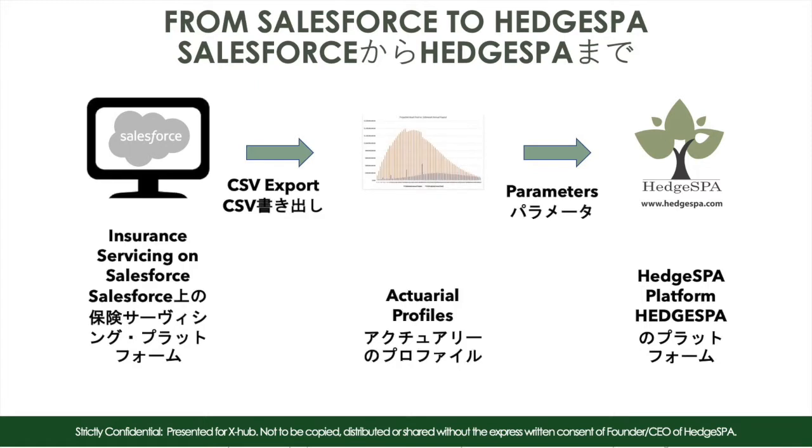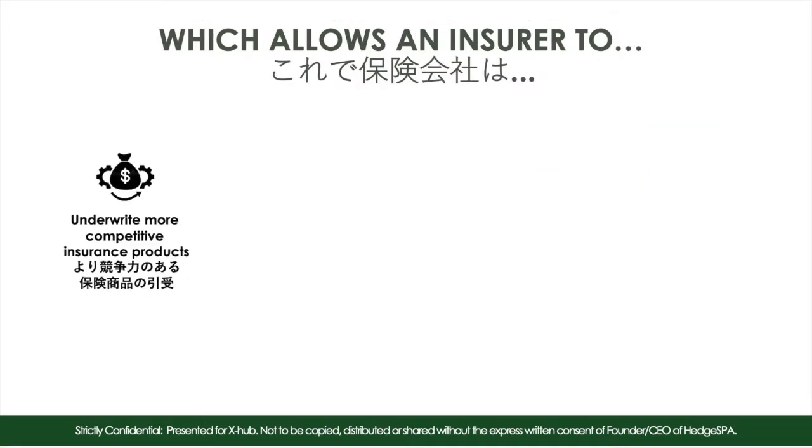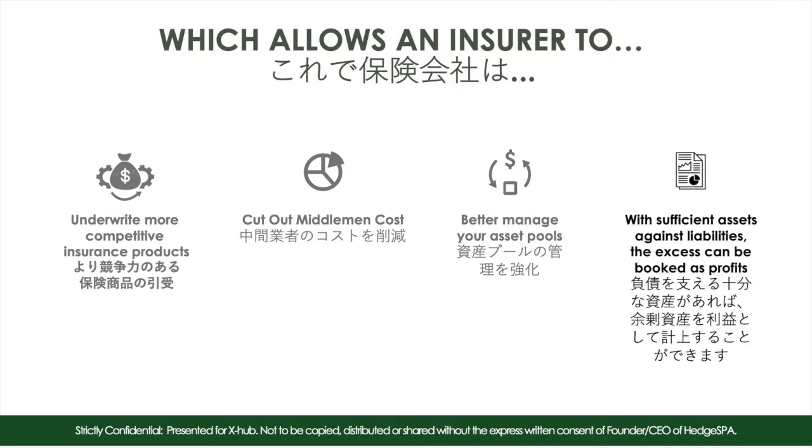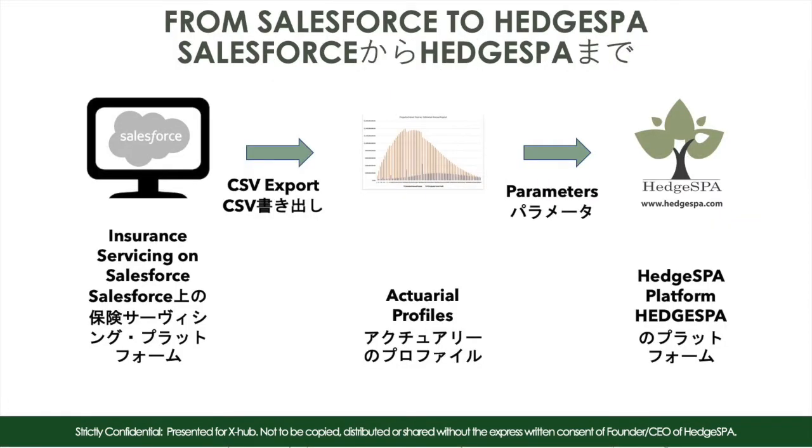Our solution will allow your insurance company to do a few things: underwrite more competitive insurance products with more efficient ALM, cut out middleman costs, better manage your asset pools. When you have more than sufficient assets to back up against your liabilities, the excess can be booked as profits. Let's begin our exciting demonstration.